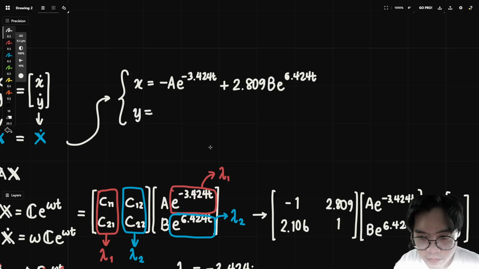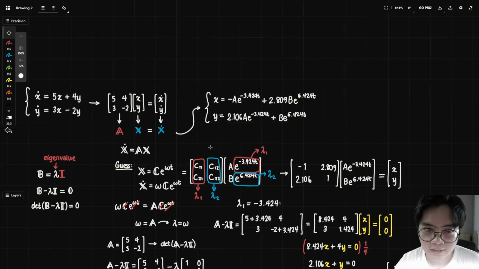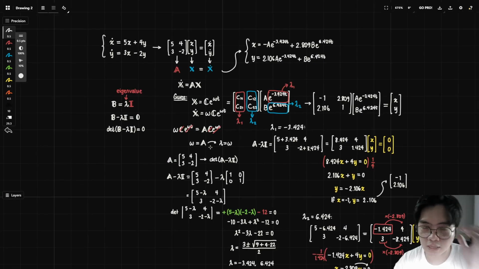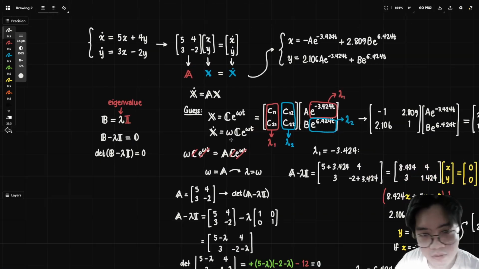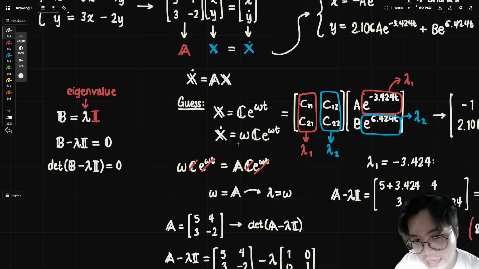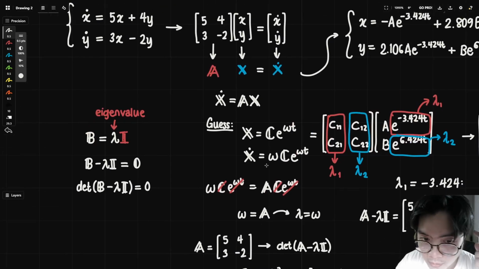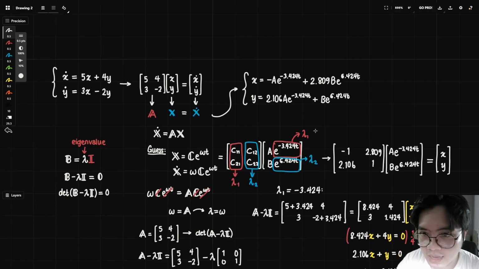Yung y naman natin ngayon will be 2.106a e raised to negative 3.424t plus b e raised to 6.424t. That is our answer without much playing around with differential equations. If anything, the only time na humawak tayo ng differential equations would be this, right? And this is supposed to be no issue because nagkaroon tayo ng shortcut, which is the differential operator. That is why we found out the guess so easily. Parang, I've seen this before. This just has to have a value that is equal to the eigenvalue of A. And from there, we've gotten our solution.